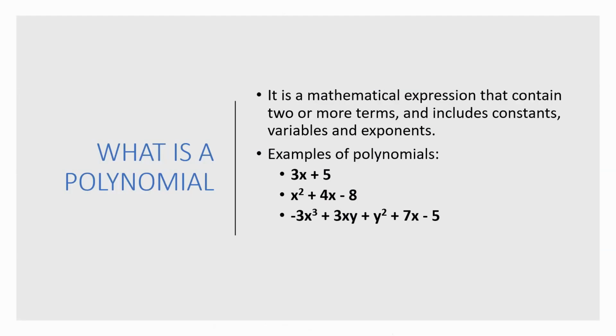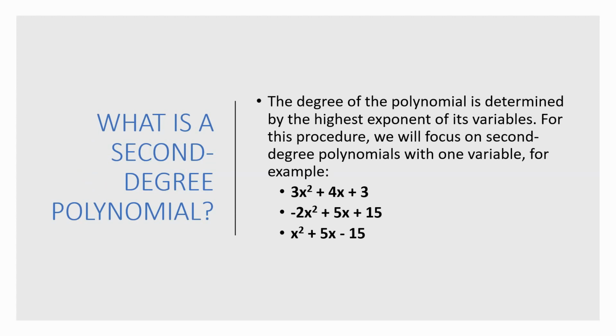So first of all, what is a polynomial? Well, it is a mathematical expression that contains two or more terms, which includes constants, variables, and exponents. We have 3x plus 5, x squared plus 4x minus 8, negative 3x cubed plus 3xy plus y squared plus 7x minus 5. So as you can see, there's unlimited options to create a polynomial. We're gonna focus on a second degree polynomial.